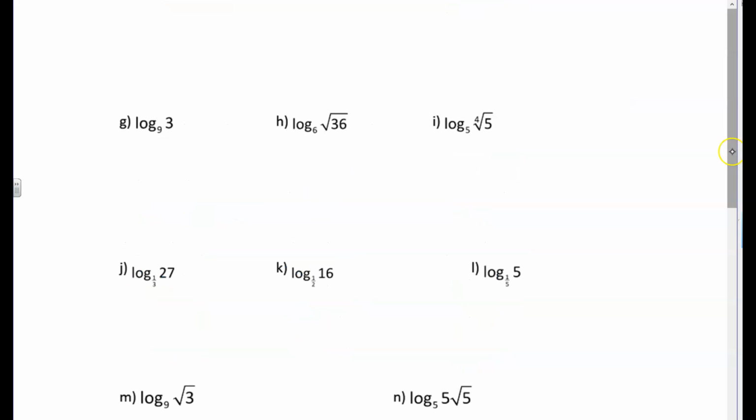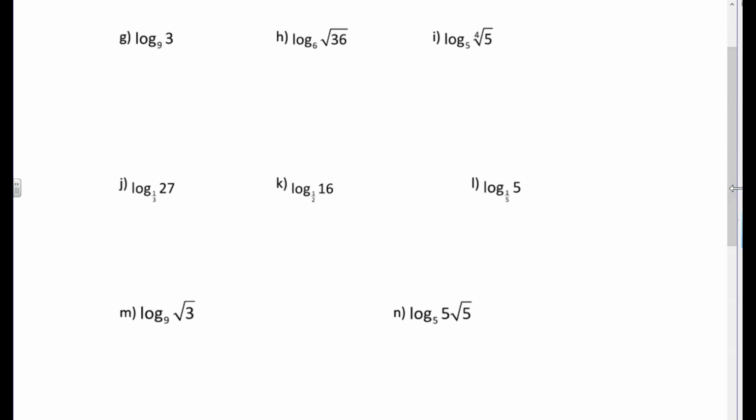So moving right along, we have log base 9 of 3. I'm going to set that equal to x. So 9 to the x equals 3. I'm going to rewrite both of these now in base 3. This is 3 to the 2x equals 3 to the 1. I can now drop my bases to say that 2x equals 1. Therefore, my x value is 1/2.